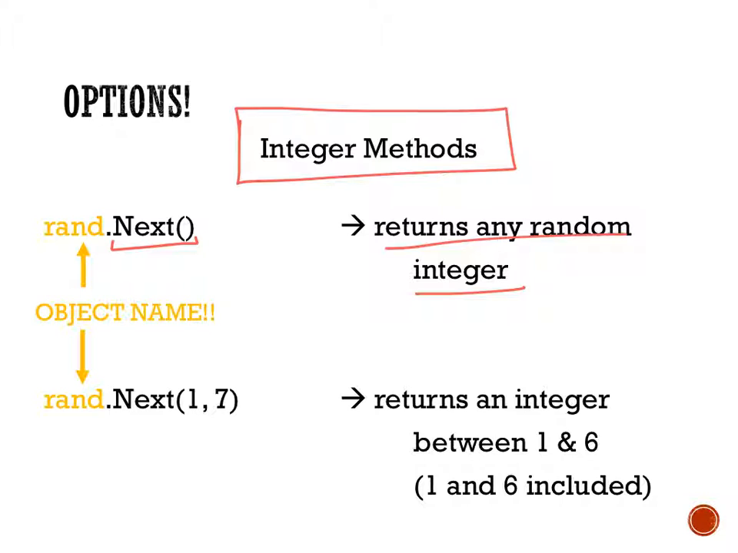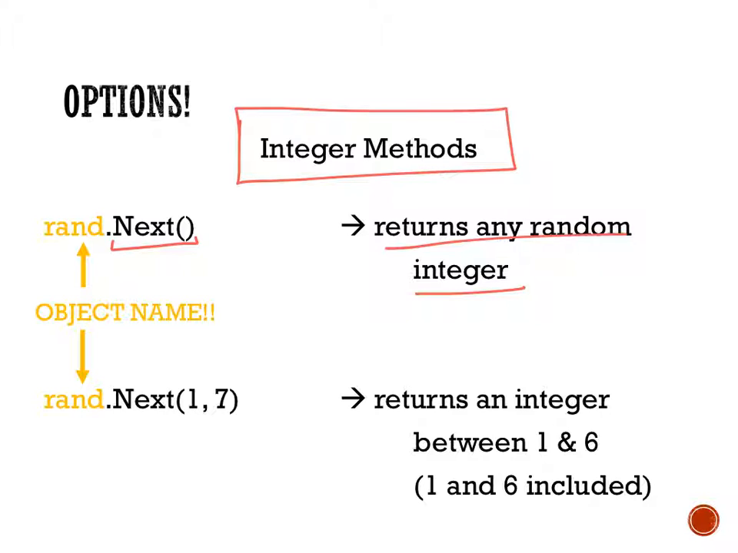There aren't a lot of uses for this. I think most of the time people have a set range of numbers they want to choose from. However, if you really don't care what random number you get, you can use that .next method and it will return any random integer that your heart desires.